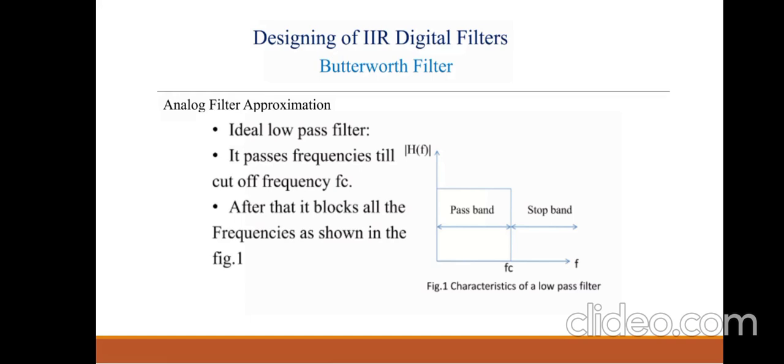As the name suggests, the ideal low pass filter will pass the frequencies which are below a certain cutoff frequency, which is denoted by Fc, and will stop all the frequency signals higher than the cutoff frequency.